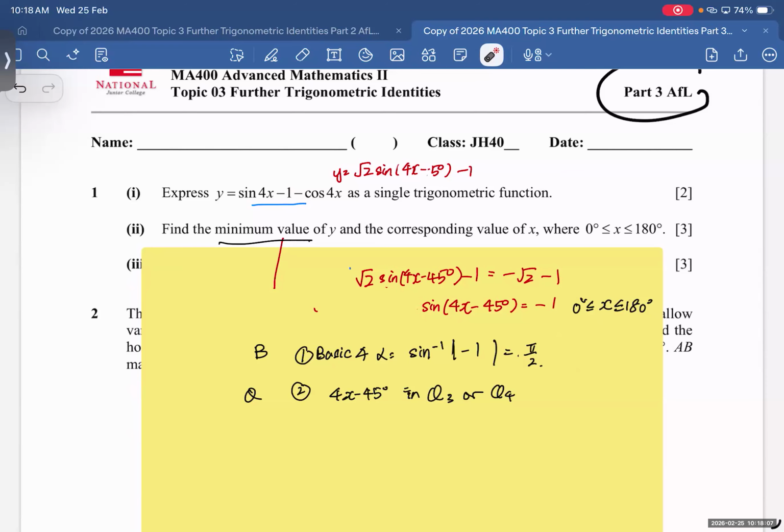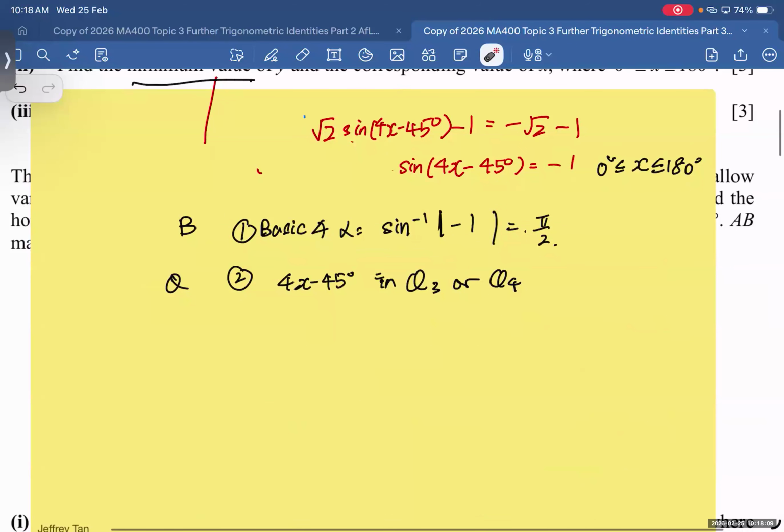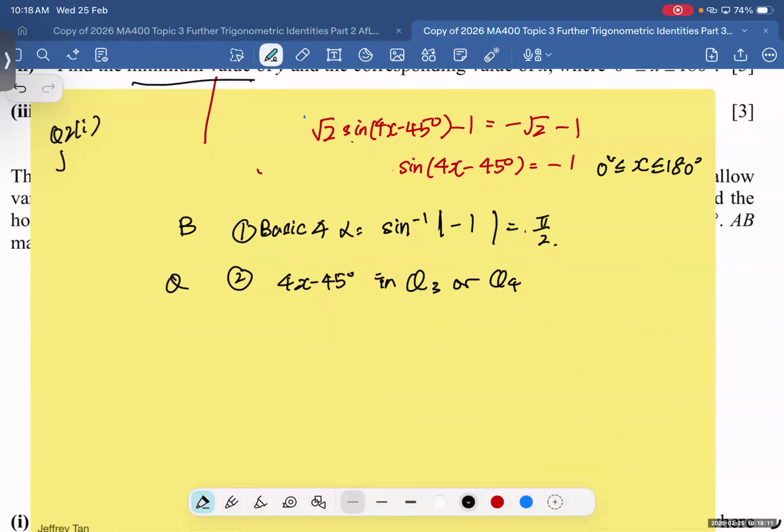Question 2 part 1, AFL 3. Okay. The range: 4x minus 45, where x is between 0 and 180. So I times 4 minus 45. The answer is between, 180 times 4 is 720, and 720 minus 45 is 675. Okay, so A.